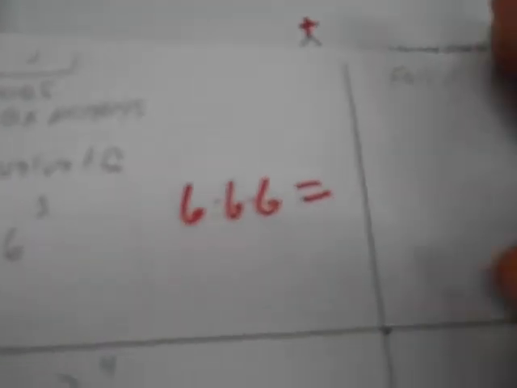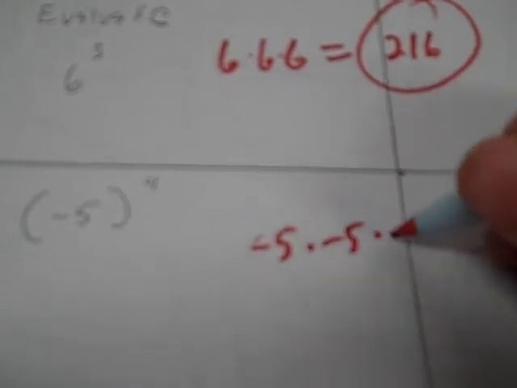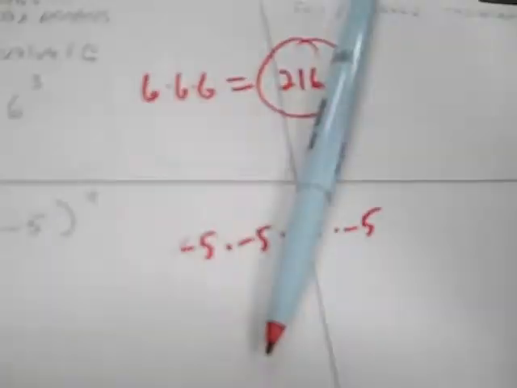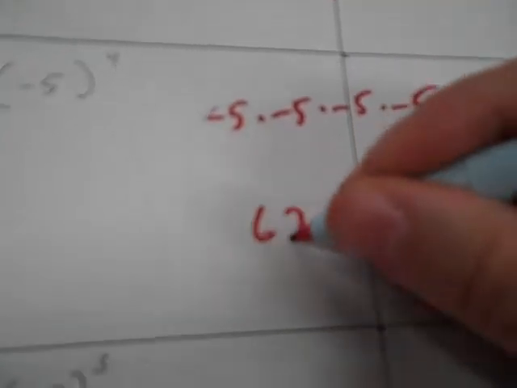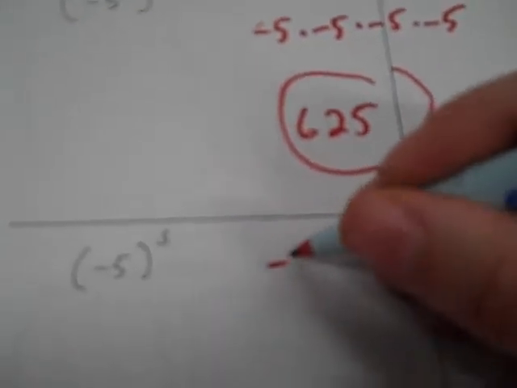Okay, now the next part, exponents. These ones are easy. You just go 6 times 6 times 6. That's 216. This one here, you take negative 5 times negative 5 times negative 5 times negative 5 on a calculator. 625. Okay, negative 5 to the third this time. Negative 5 times negative 5 times negative 5. That's negative 125.